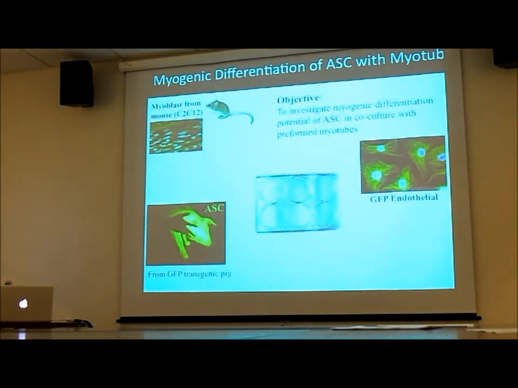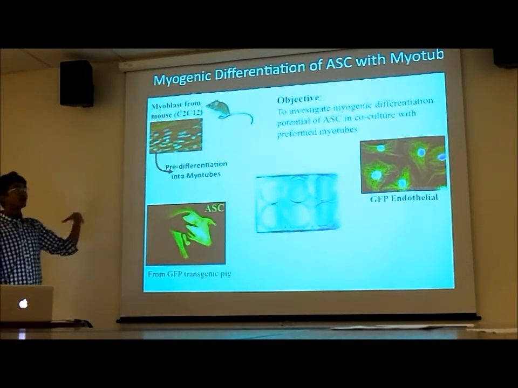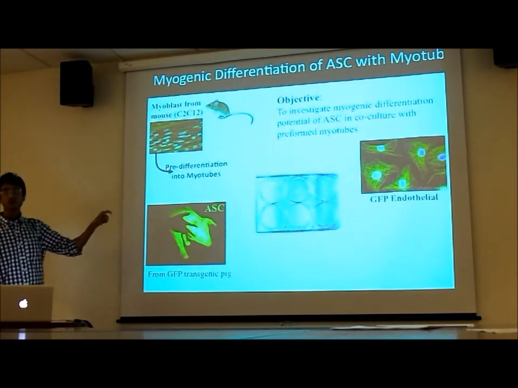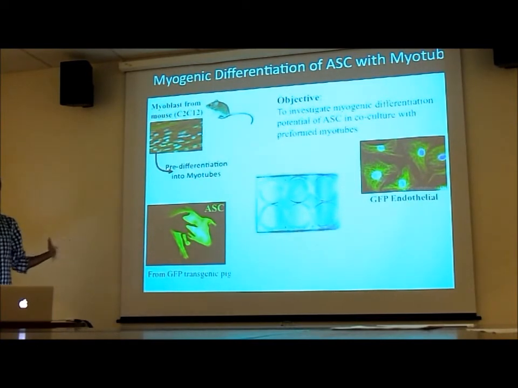So my project was pretty much the same, but this time we tried to do a more practical thing. We tried to differentiate C2C12 prior to addition of ADSCs and endothelial cells, because this is more in vivo, like the patient has differentiated myotubes in his body. So we co-cultured them together in this fashion. We used endothelial cells as a control because they are not supposed to differentiate, since they are already differentiated. So this is my outline.